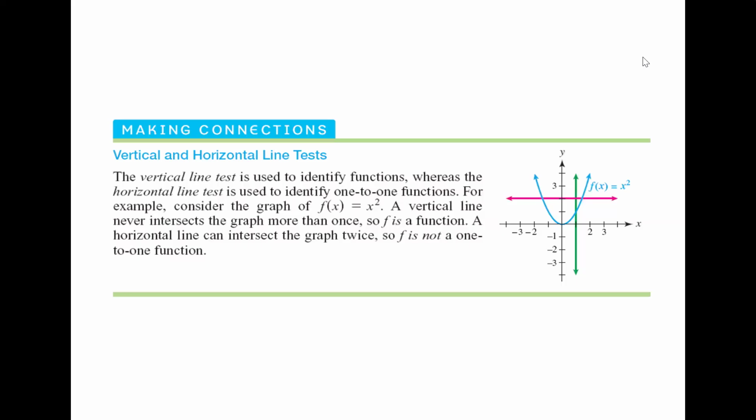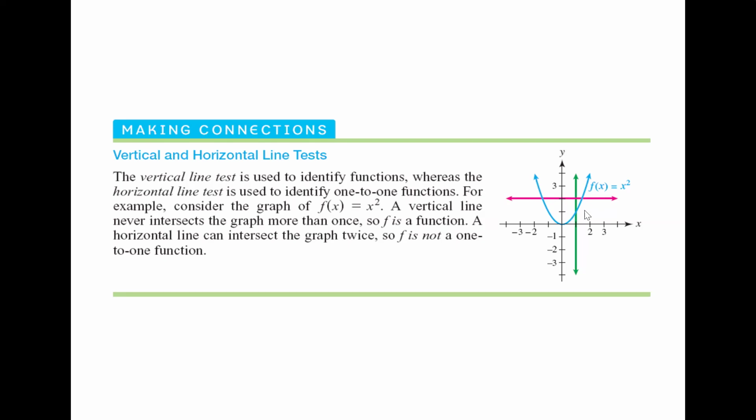All right, so hopefully you've heard of the vertical line test too. The vertical line test is used to identify functions, whereas the horizontal line test is used to identify one-to-one functions. For example, consider the graph f of x equals x squared. A vertical line on the graph never intersects the graph more than once, so we know that it is a function. So the vertical line test is to determine if it's a function.